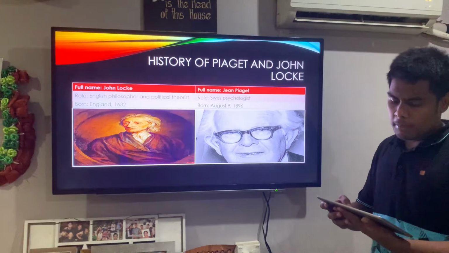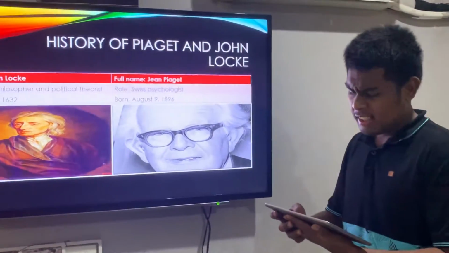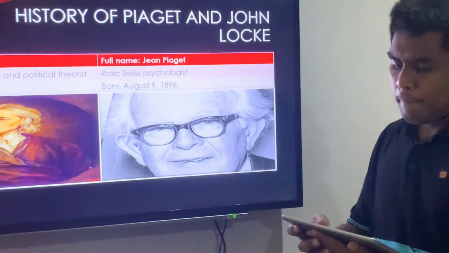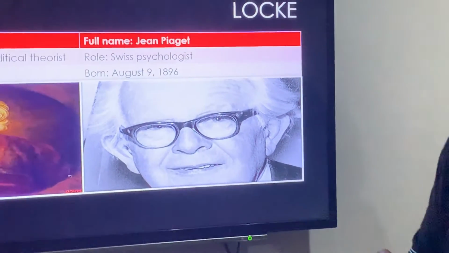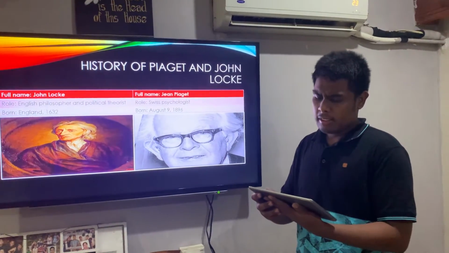Jean Piaget was a famous Swiss psychologist who was born on August 9, 1896. His theory believed in four stages of child development, which have been discussed in theory 4 in slide 4.